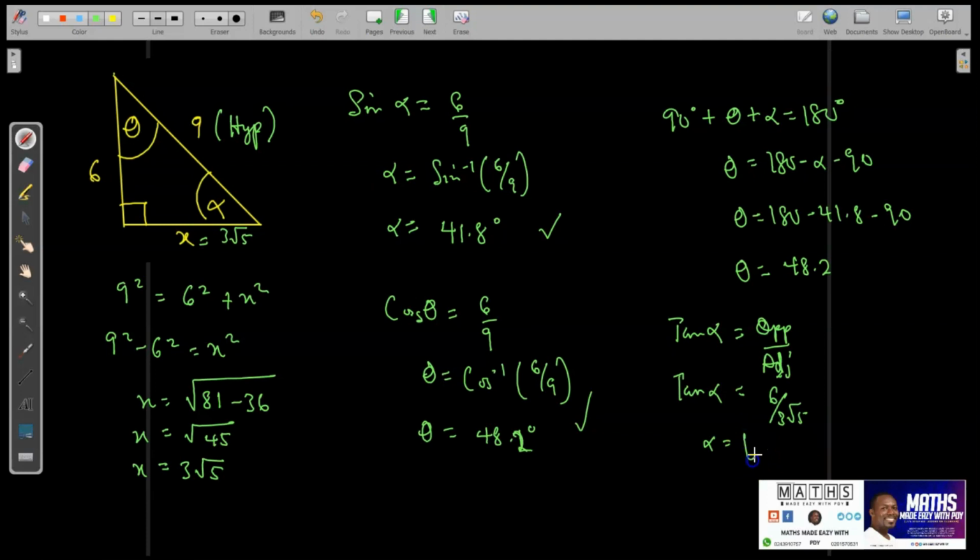Tan inverse of 6 on 3 root 5. Kindly program it on your calculator for me and tell me the alpha value. The alpha value is 41.8 degrees. Is it true that we had alpha as 41.8 degrees? Yes. So that is how the relationship lies between the sides of a right angle triangle and the corresponding interior angles.